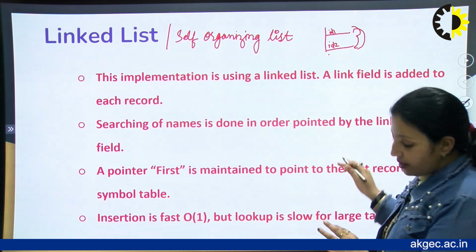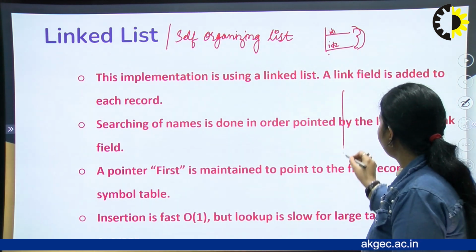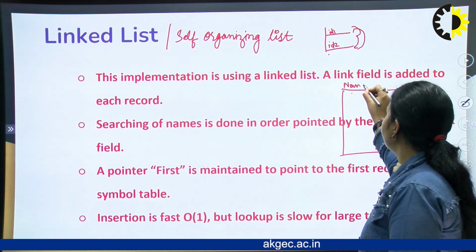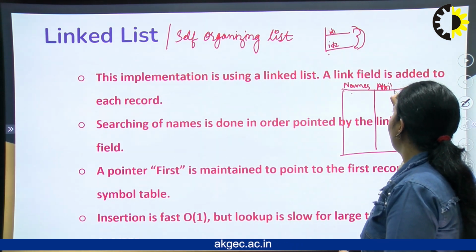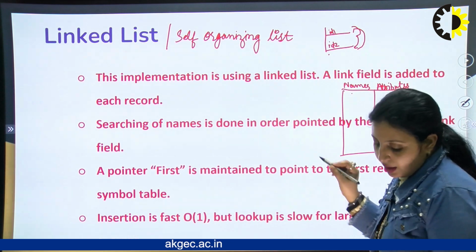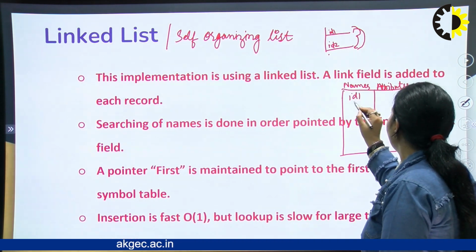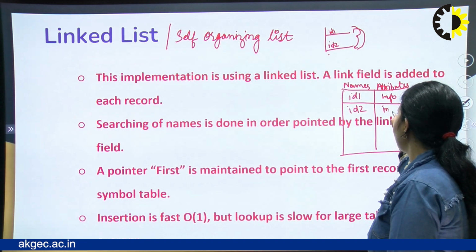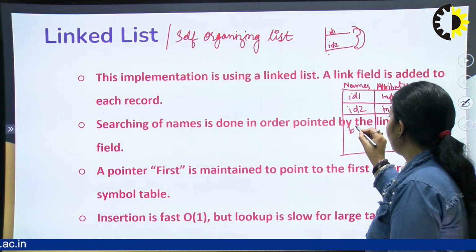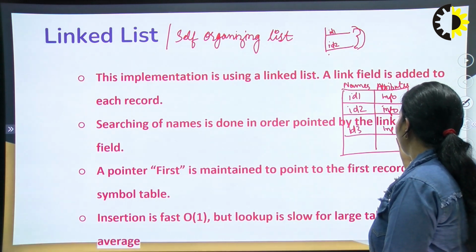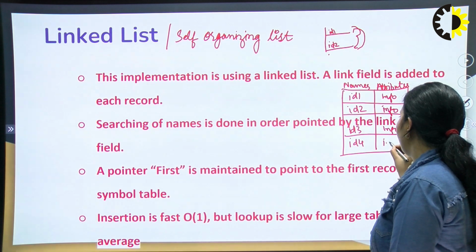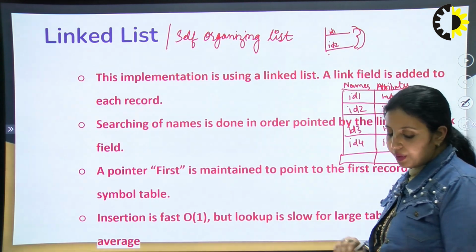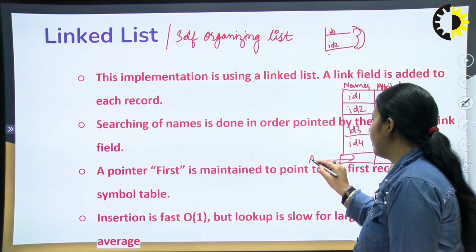How is it implemented? Like if there is a table, here are the names and here are the attributes: ID1 and the information about it, ID2 and information about ID2, ID3 and information about ID3, ID4 and information about ID4, and the last one is empty. Here the available pointer is present.